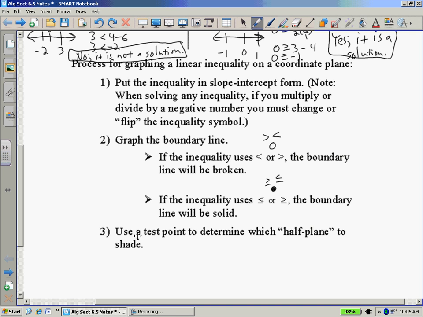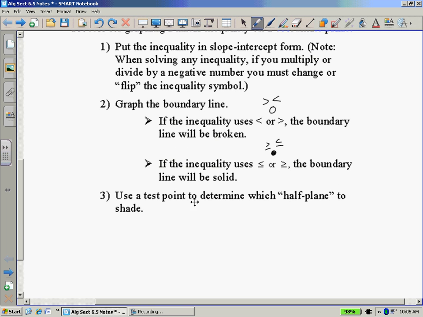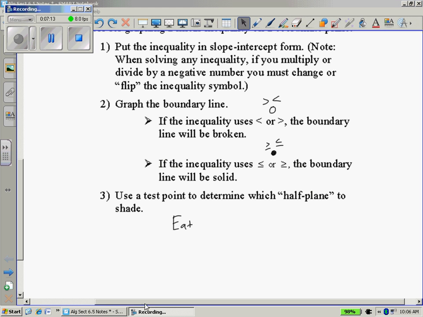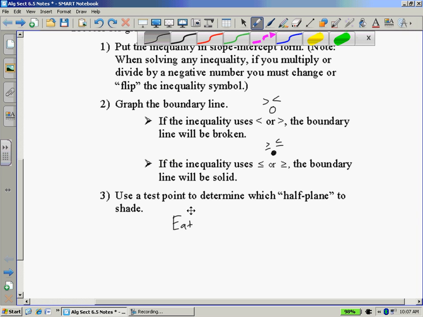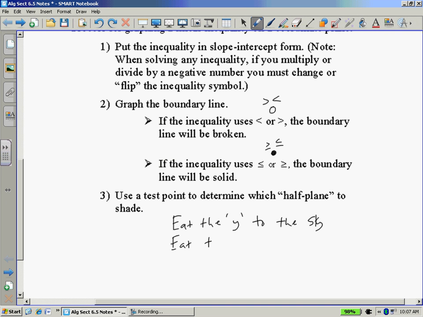And then you can use the test point to determine which half plane to shade, or you can remember a very simple trick. Okay, there's a nice trick. A good friend of mine, John Altman, taught me. Eat the y to the sky. Eat the x, hit the decks. So thank you, Mr. Altman, for that. Appreciate it.